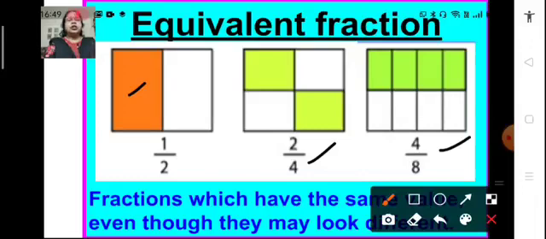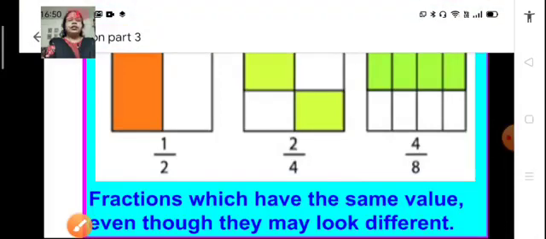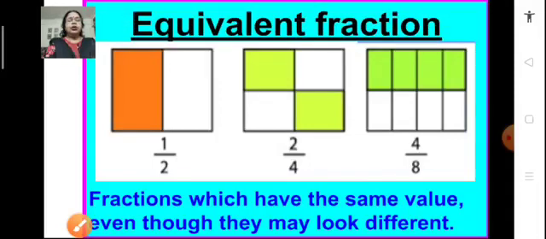Children, the fractions 1 upon 2, 2 upon 4 and 4 upon 8, they may look different but they are equal fractions. They represent the same part of the whole. So the fractions which have the same value even though they may look different are called equivalent fractions. In other words, the equivalent fractions represent the same part of the whole. So 1 upon 2, 2 upon 4 and 4 upon 8 represent the same fraction of the whole and they are called equivalent fractions.